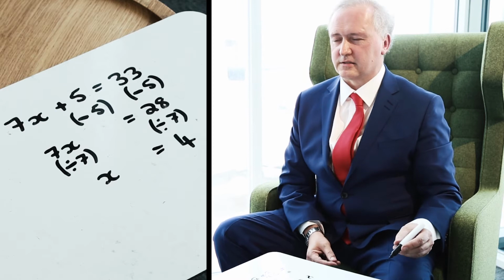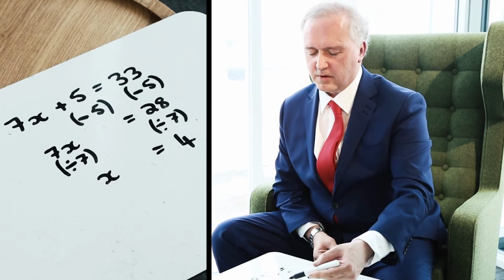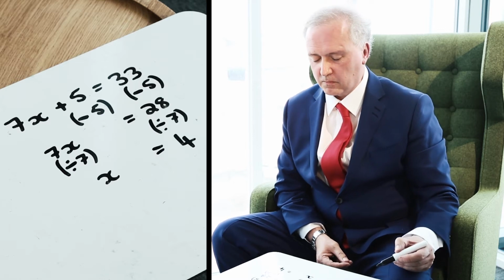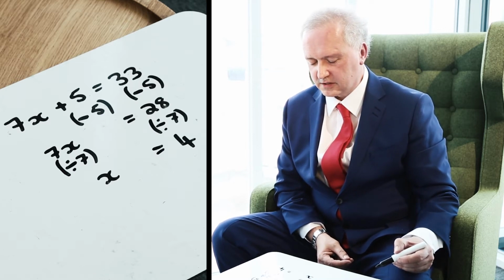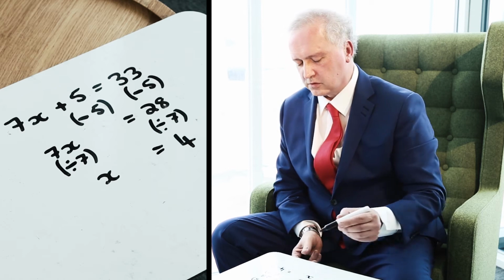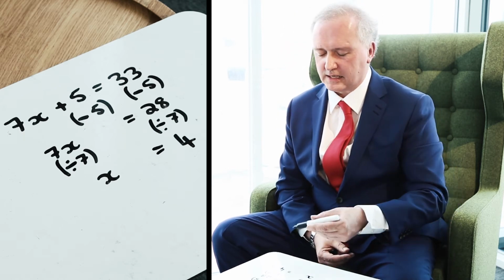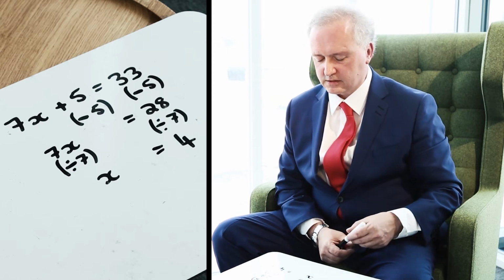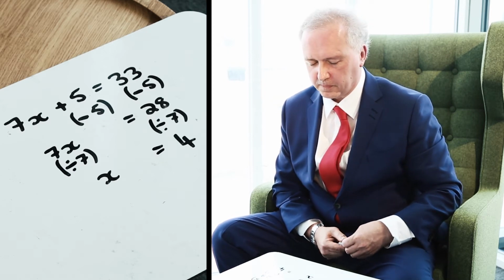So I just checked that answer's sensible. I could just pop it in my mind into the original equation. I can see that 7 times 4 is 28, and 28 plus 5 gives me my 33. So I know that x equals 4 is my correct answer. It's a nice, clear, concise method work showing the examiner how you've obtained the correct answer of x equals 4.